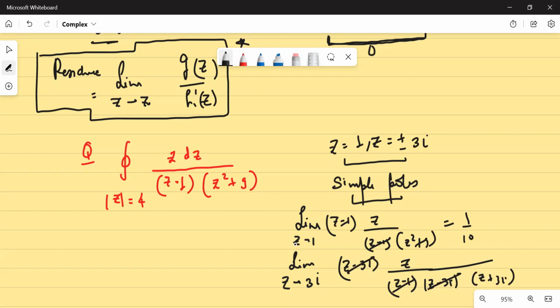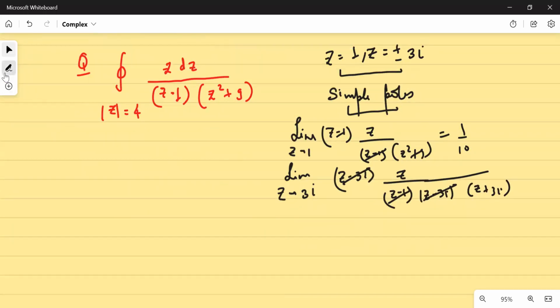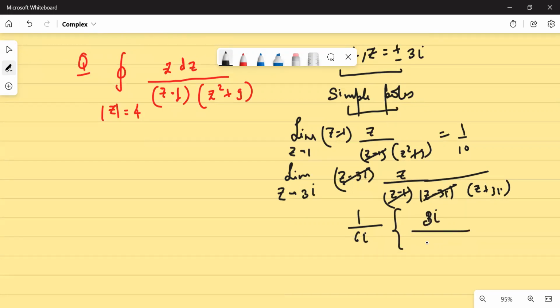This gets cancelled and you are left with 1 upon 6i, and there will be 3i divided by 3i minus 1. So this is 2. So you're getting 1 upon 2(3i minus 1).